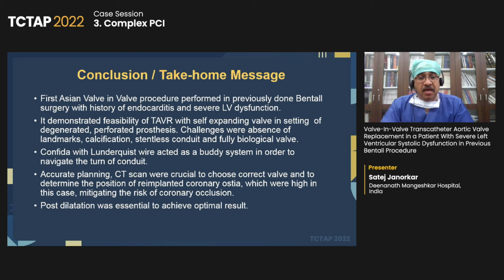Well, accurate planning, CT scan, and three-dimensional measurements from CT scan through particular software from Core Lab were crucial to choose the correct valve and to determine the position of reimplanted coronary ostia, which was not a major problem here because they were high in this case, mitigating the risk of coronary occlusion. Post-dilatation was essential in this case to achieve an optimal result. Thank you very much for your attention.